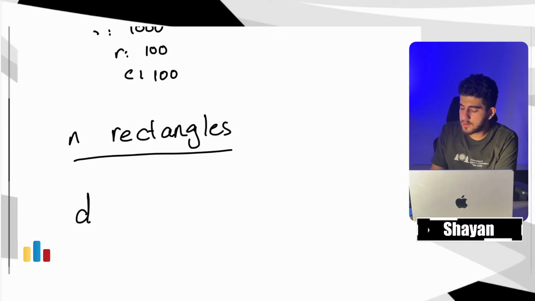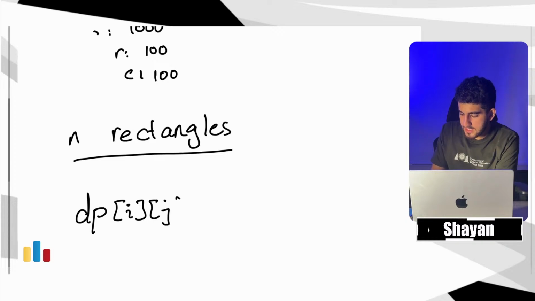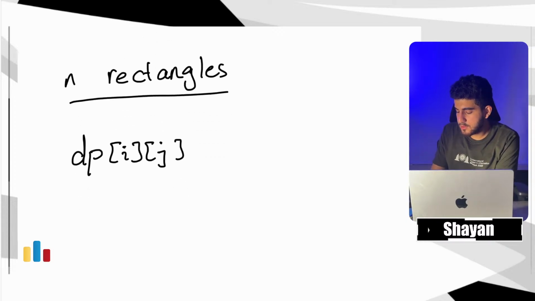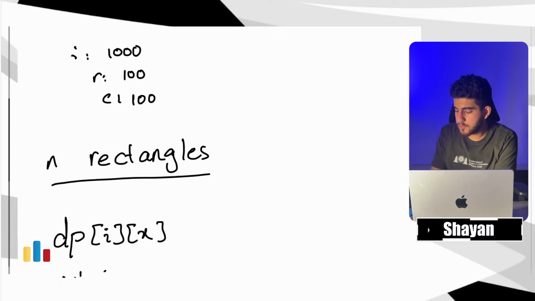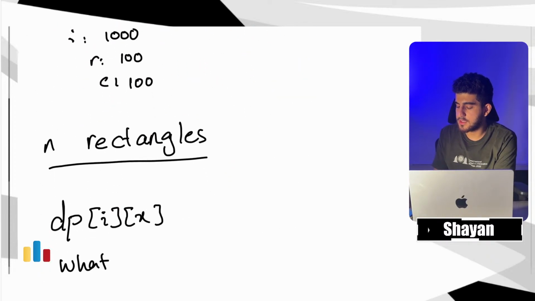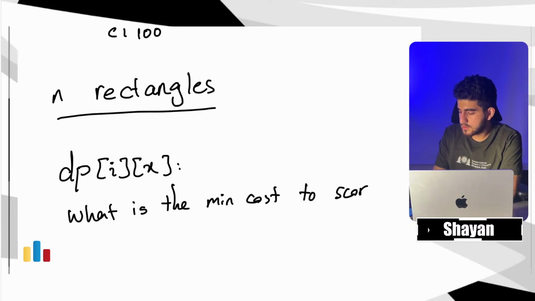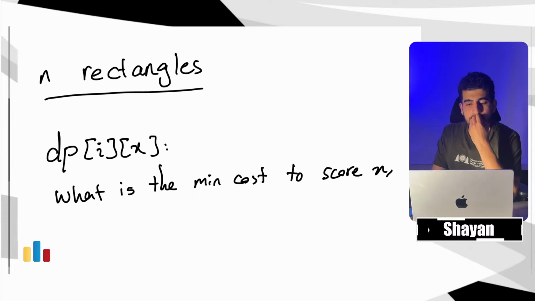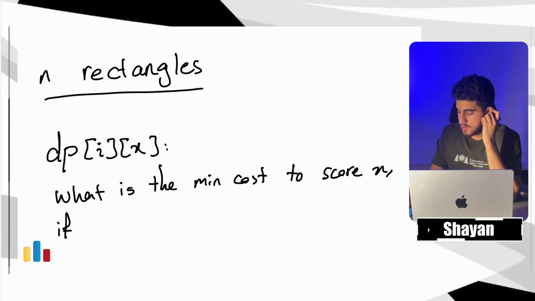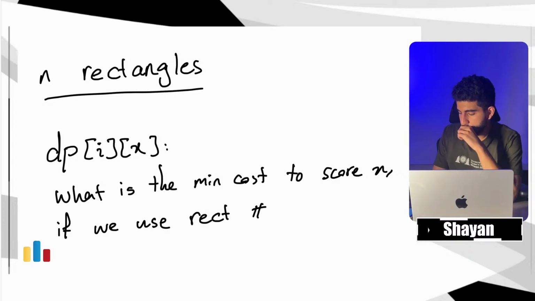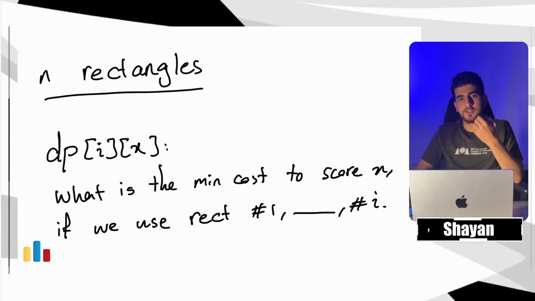So I can have now dp of i and j. Let's say again, dp of i and x, so that it is more similar to here, where we define cost of i and x. This time, I'm saying that what is the minimum cost to score x. This time, instead of just using rectangle number i, we use all the rectangles from 1 to i. So this is my DP now.